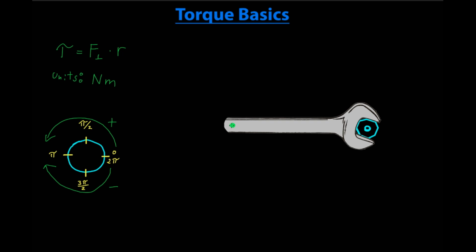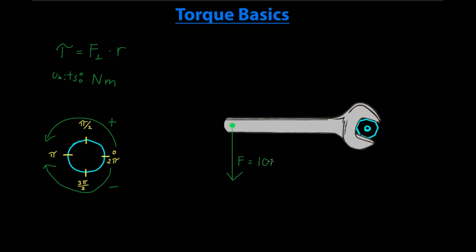I'm going to grab the handle right here. I'm going to exert a force this way, which is downward. Now, based on our standard directions, up is positive, down will be negative for force. However, when it comes to torque, you're going to completely ignore that to a degree.